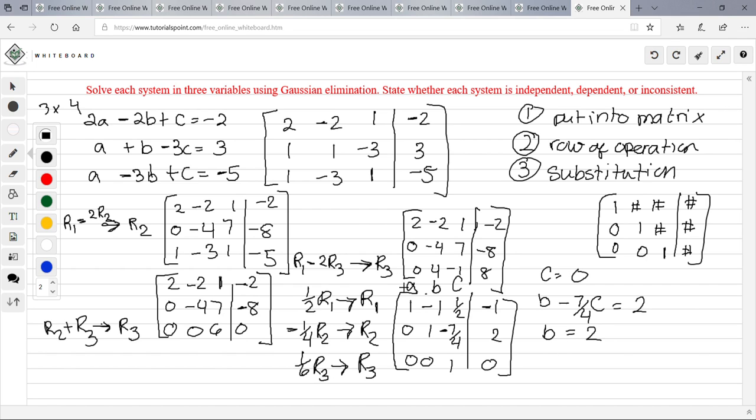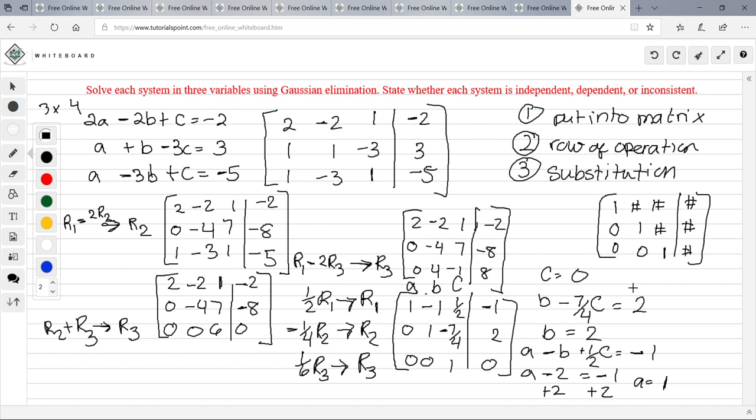So we know what B is. Now let's find A. I'm looking at this row. 1 times A is A, and then minus B, because that negative 1 is our coefficient, plus 1/2, that's going to be our C, equals negative 1. So we don't know what A is, we know B is 2, so minus 2, and then we know C is 0, so 1/2 times 0 is 0. Equals negative 1, and then to solve for A, you just add 2. So A equals 1.